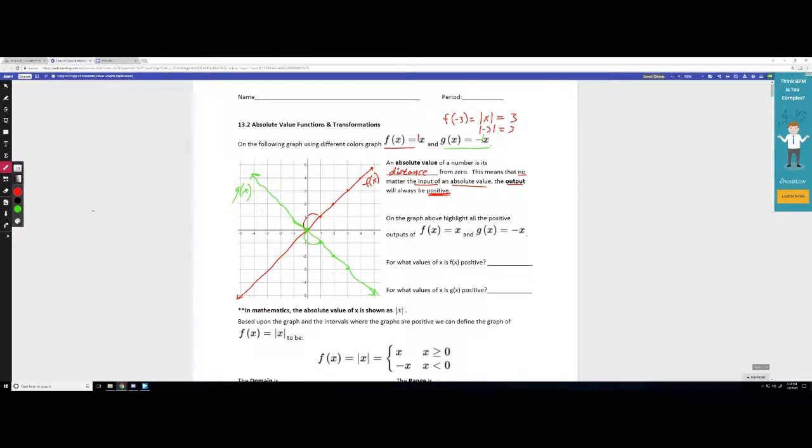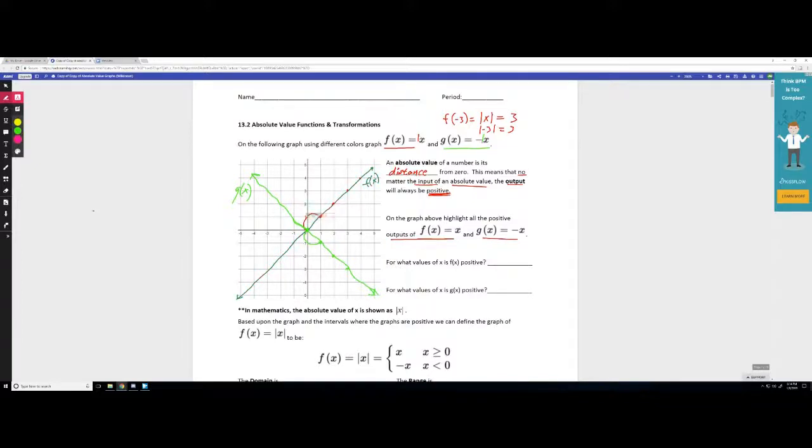All right, so let's see. On the graph above, we're going to highlight all the positive outputs of f of x and g of x. Positive outputs. Outputs usually mean f of x or the y values. So let me get the highlighter here. There we go. I'm going to pick an awesome color. Yeah, that's a pink. I'm going to try highlighting this, and hopefully it doesn't do anything weird.